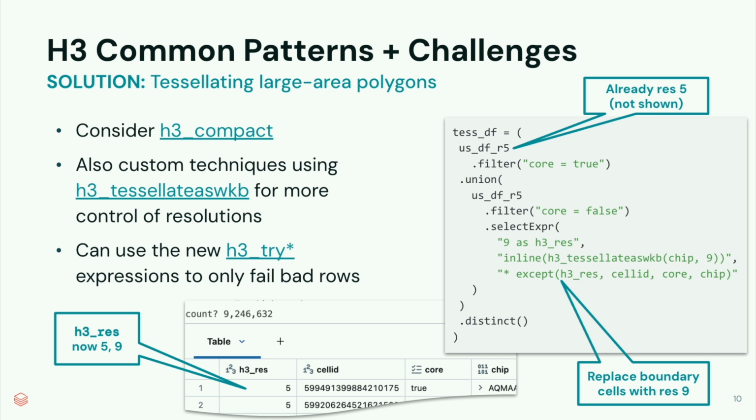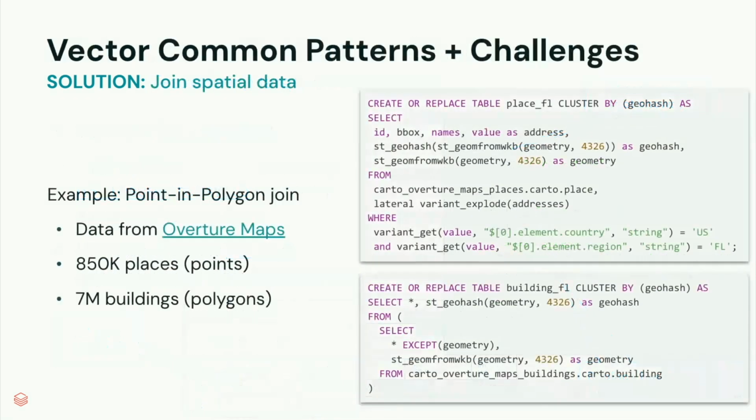Now, at the end of that process, if you don't want to maintain the chips for whatever reason, you can just drop those, and now you have just cell IDs again, but you have a custom compaction. So I wish I could say more about that.